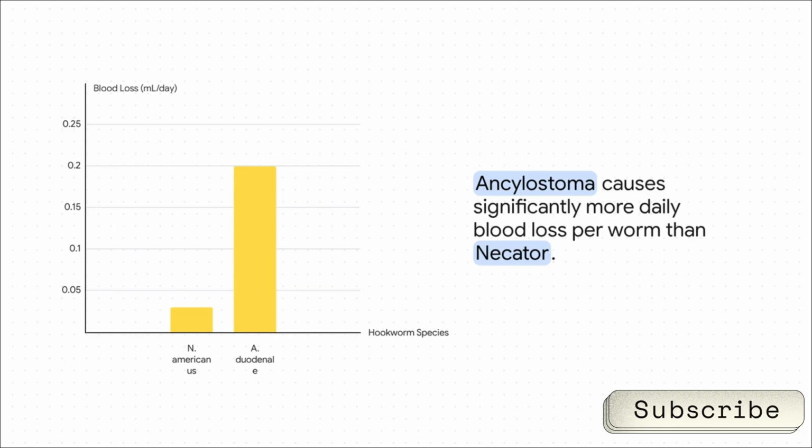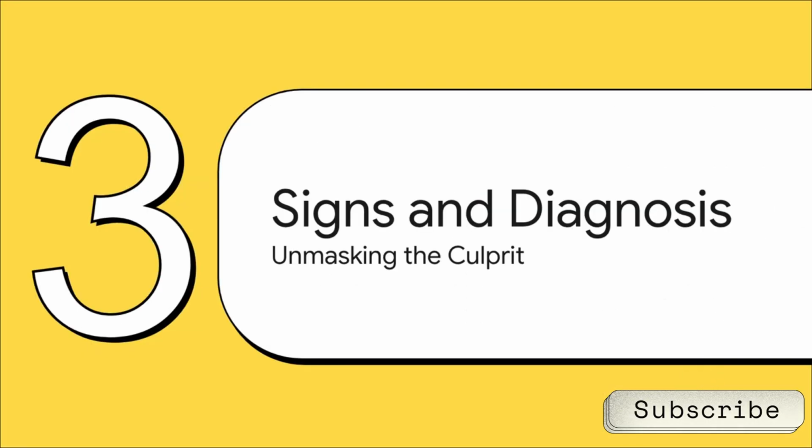This, right here, is why we call Ancylostoma the more aggressive species. Okay, so we know what it is and we know how it works. So the next logical question is, how does this actually show up in a patient? And how do we as clinicians prove our suspicions? Let's dive into the signs and the diagnosis.